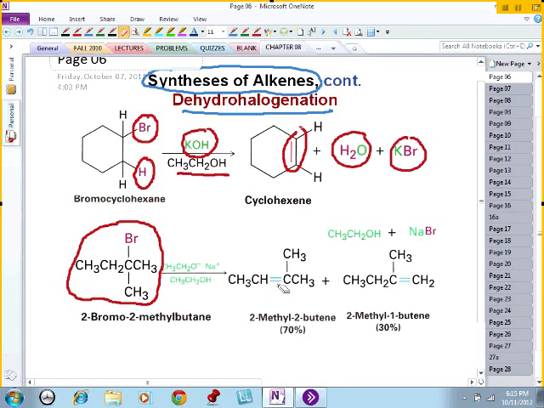In this case, we form two types of alkene. This alkene here, this is the major product. Does anybody know why this would be the major product? And this is the minor product. Anybody has an idea why?